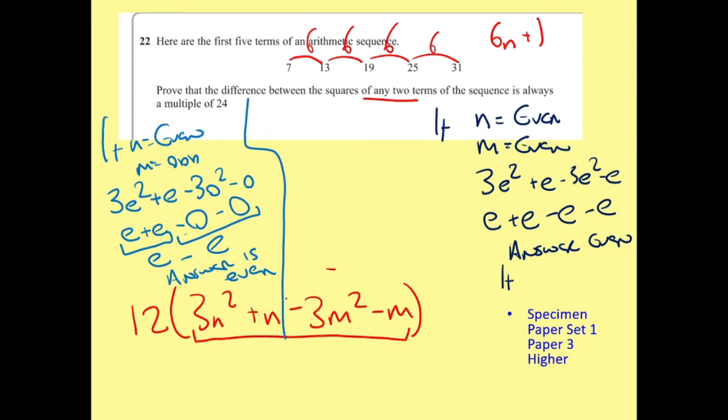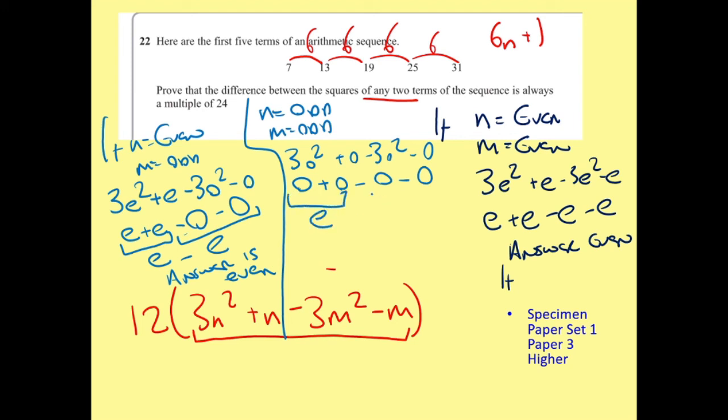Okay. Still got a few more to do. So I've done even, even, and even, odd. So I have to do if n equals odd and m equals odd. So I've got 3 odd squared plus odd minus 3 odd squared minus odd. Okay. So this is odd plus odd minus odd minus odd. Now odd plus odd is even, and odd minus odd is even. So then I've got the answer is even.